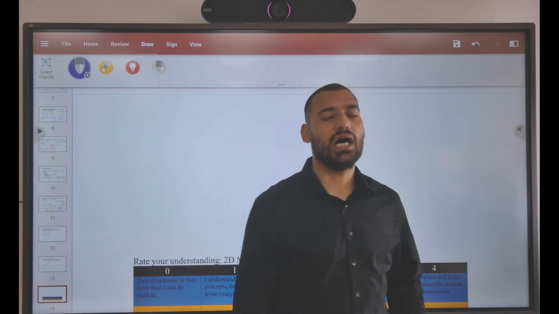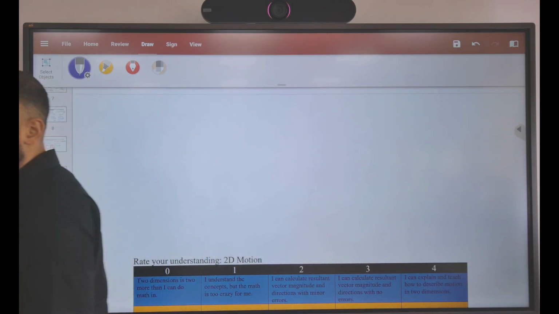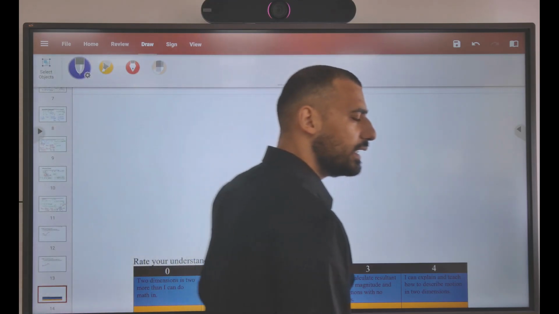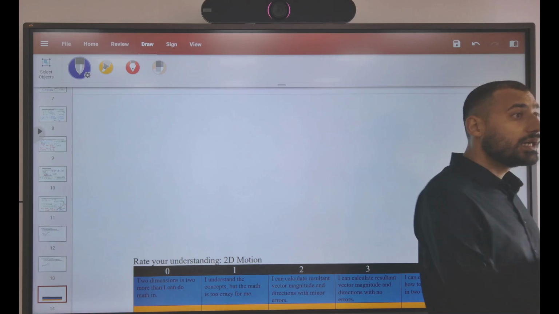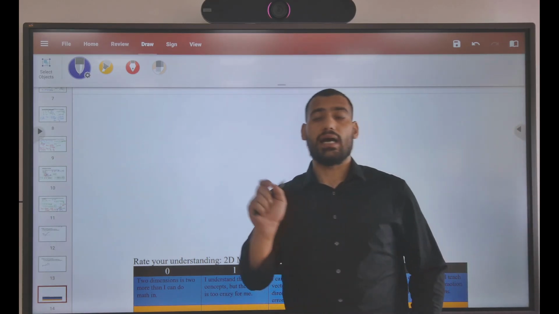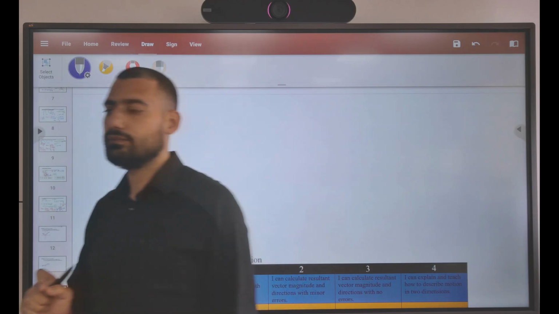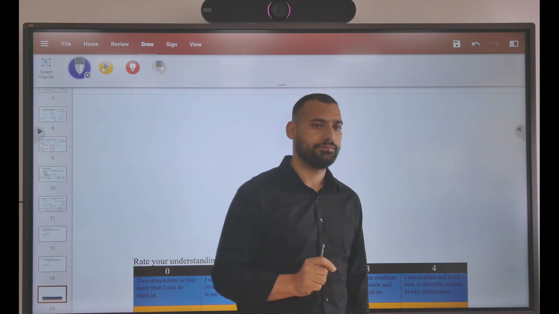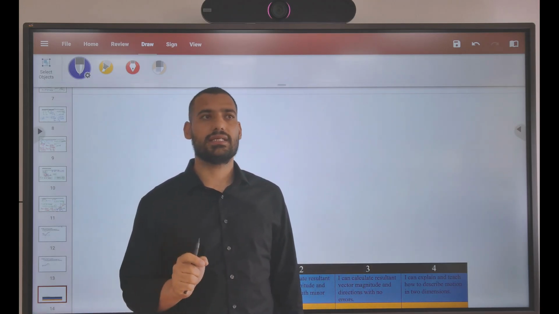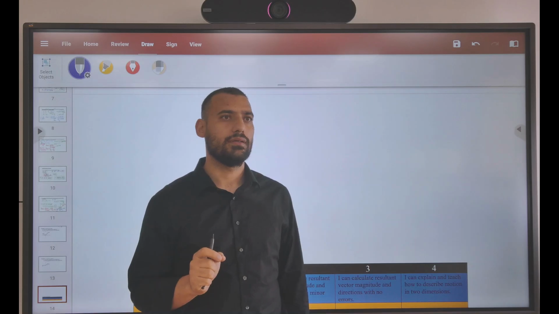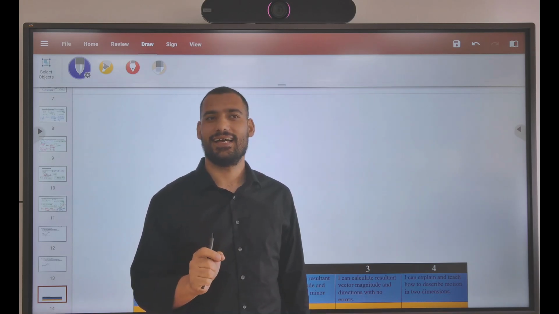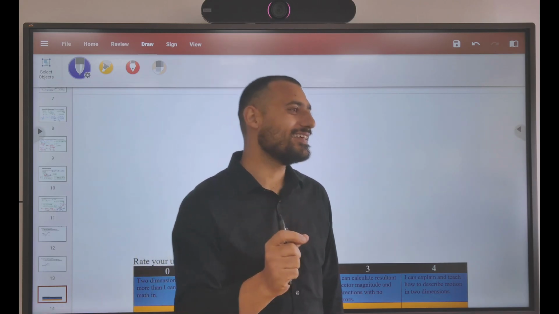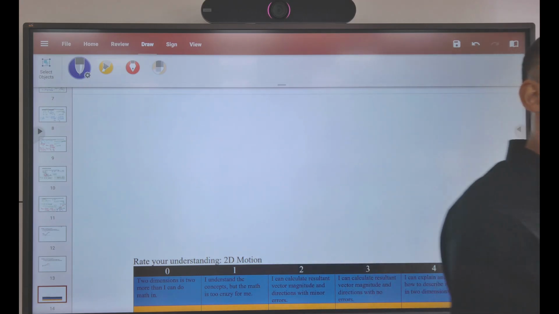It takes a sharp right turn and moves with the same speed.